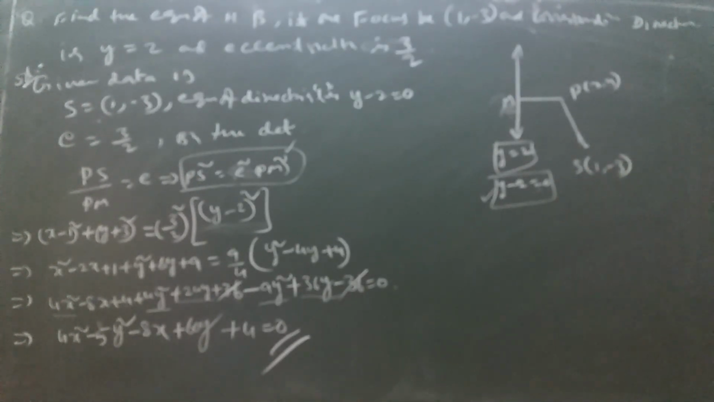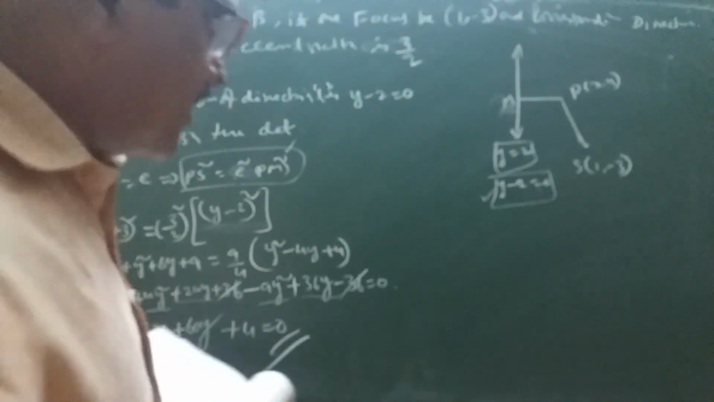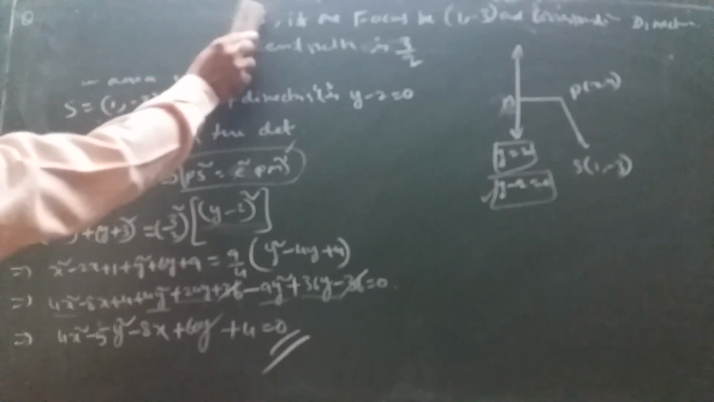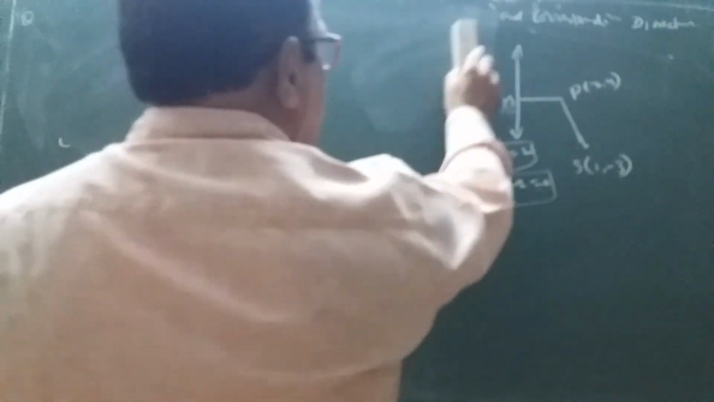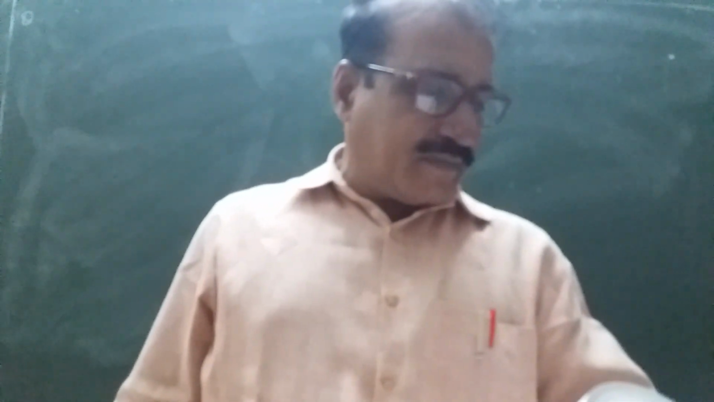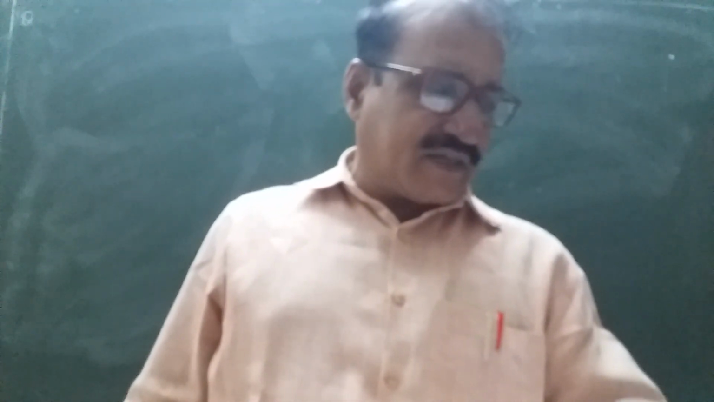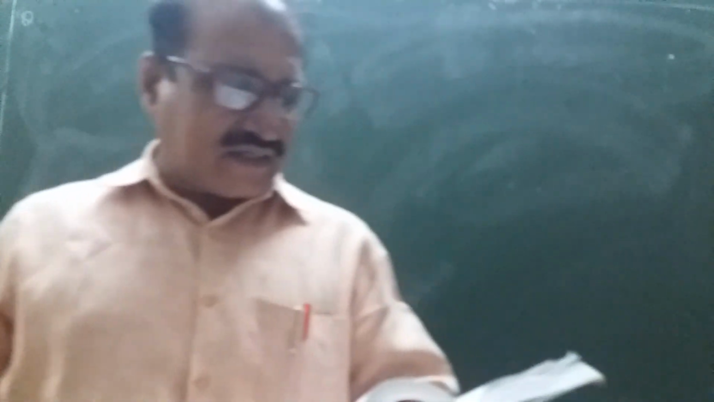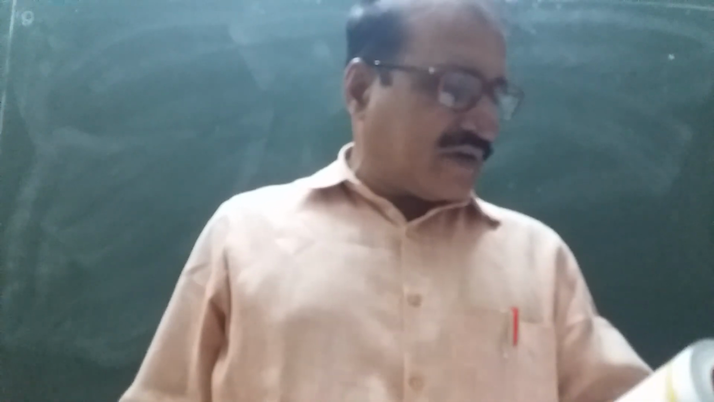Next one, here I will discuss some very important problems only. Second one is: if the lines 3x minus 4y is equal to 12 and 3x plus 4y is equal to 12 meet on hyperbola S is equal to 0, then find the eccentricity of the hyperbola S is equal to 0. We have to find e.